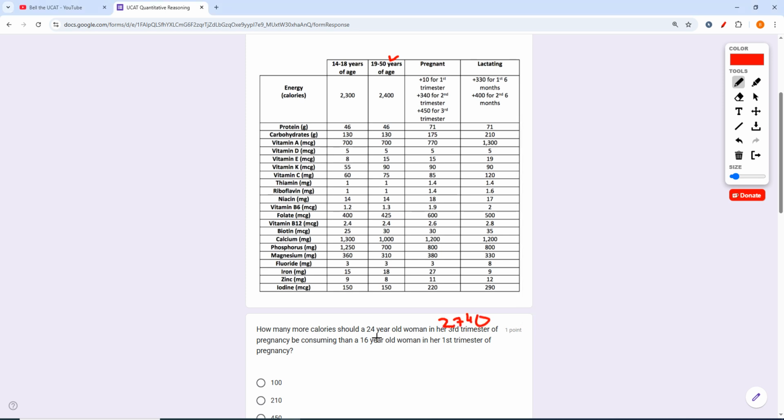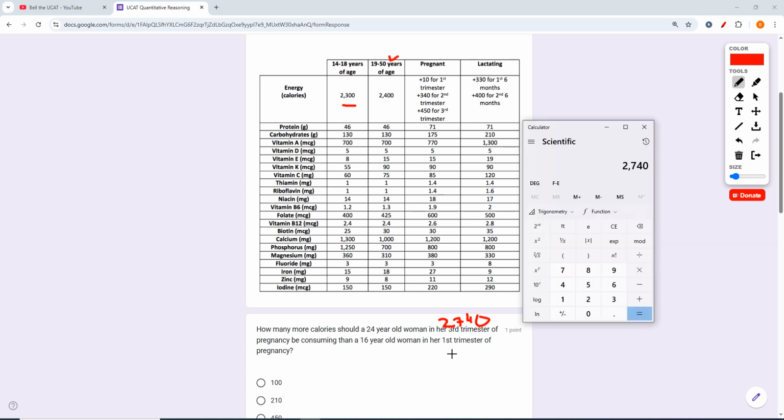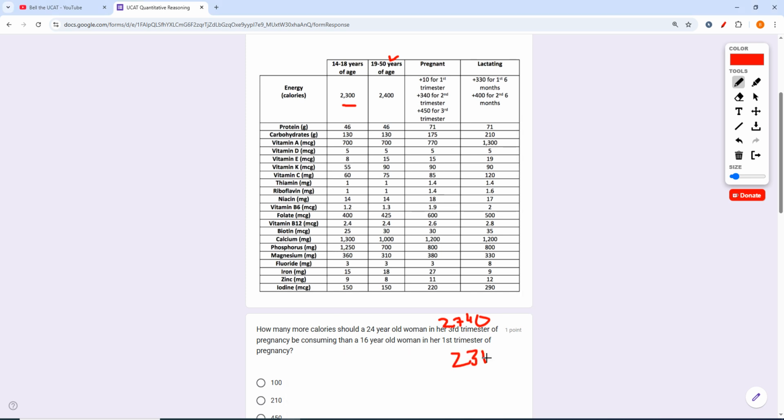All right. Then a 16-year-old in her 1st trimester. 2310 is what we would get. Sorry, there's a 3rd trimester, so we got this one wrong. So he says that's in the 3rd trimester. So we got 2400 plus 4, 2850.